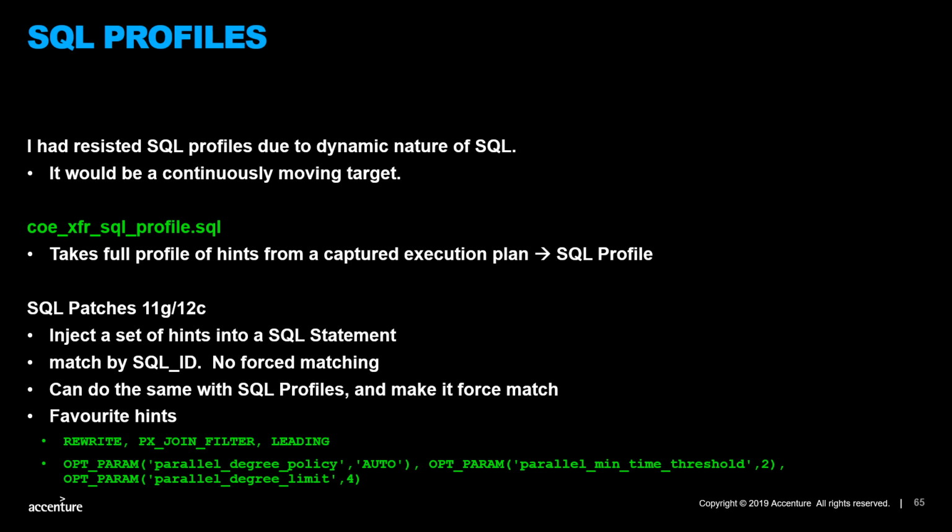And we did that with nVision, and our favorite hints were REWRITE to force the materialized view rewrite to occur, PX_JOIN_FILTER to make the Bloom filter occur. We used the LEADING hint to force some of the tree selector tables to be processed first before visiting the ledger table. And on some occasions we introduced parallelism too. And we found this was a way of stabilizing the few problem statements that all of the other techniques that I've already discussed didn't quite address.